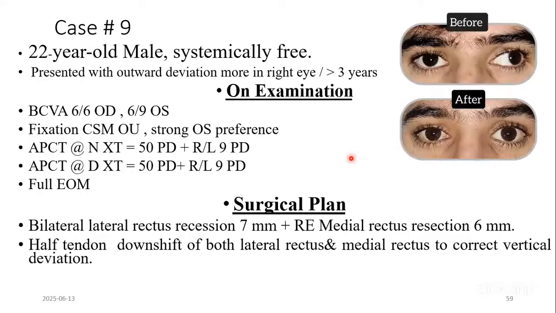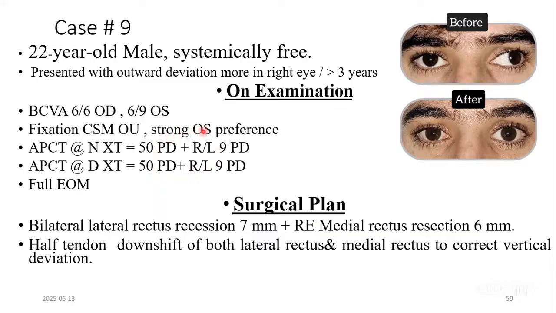Coming to some of the cases, this is a case of a 22-year-old male, systemically free, presented with outward deviation, more in the right eye, for more than 3 years. He doesn't know exactly when it started. Vision 6/6, 6/9, fixation central steady maintained in both eyes, but he has a preference. Alternate prism cover test at near: exotropia of 50 prism diopters. At distance: exotropia of 50. So he's having the same deviation at near and at distance. So what is the type of exo? Constant basic. Yes.